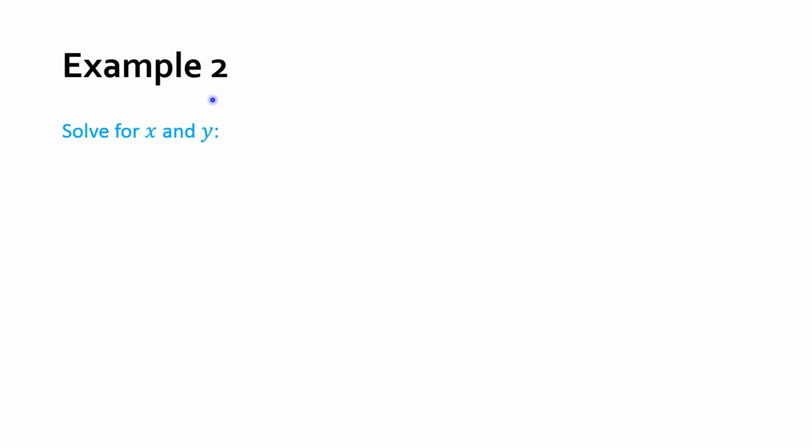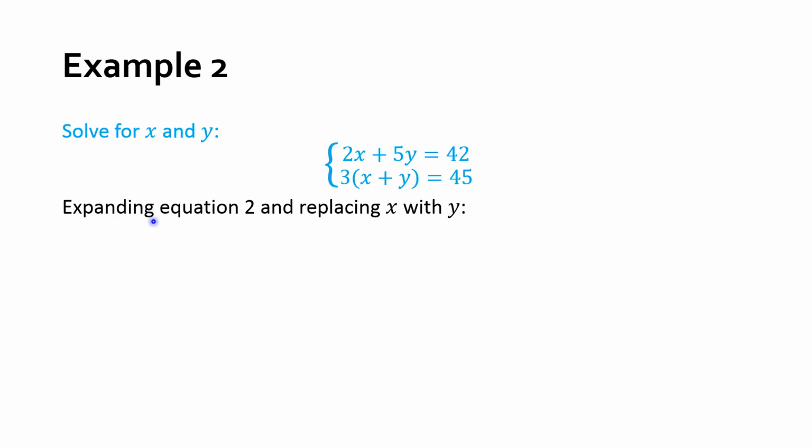Example 2. Solve for x and y. 2x plus 5y is equal to 42, and 3 times (x plus y) in brackets is equal to 45. Expanding equation 2, we have 3x plus 3y is 45. If we divide 3 on both sides, it becomes x plus y is equal to 15. So if we solve for x, it becomes x is equal to 15 minus y.